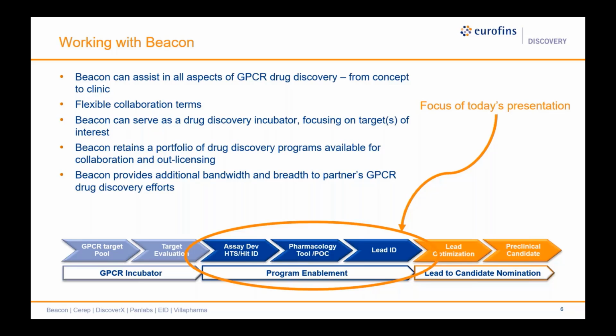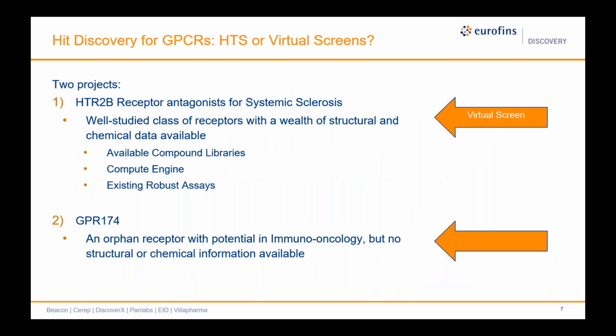And the area that our talk is going to focus on today is really project enablement. We're going to be trying to find new molecules that help modulate the activity of our receptors so that we can develop tools to prove whether or not our hypothesis of disease treatment is valid, and furthermore, develop these ligands into molecules that we can then do lead optimization and hopefully become clinical candidates. So like I said at the beginning, we've got two projects. We're going to start with the 5-HT2B receptor, and we're going to try to find antagonists for this receptor to treat systemic sclerosis.